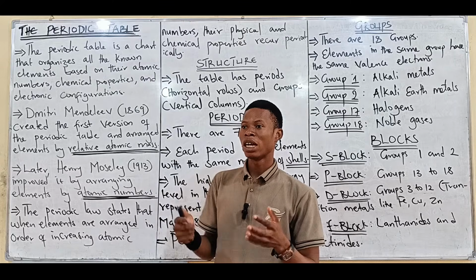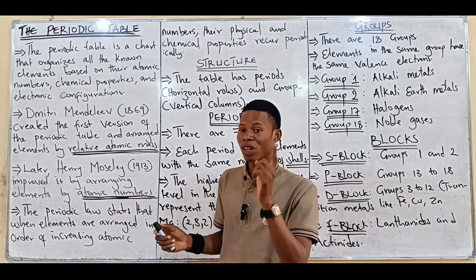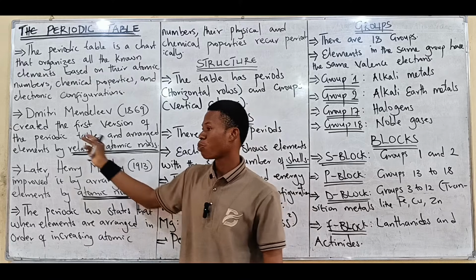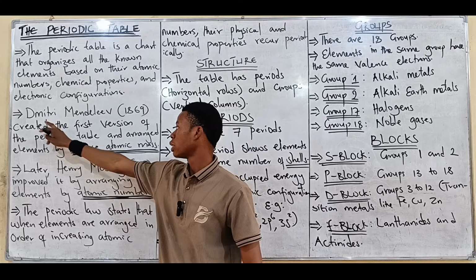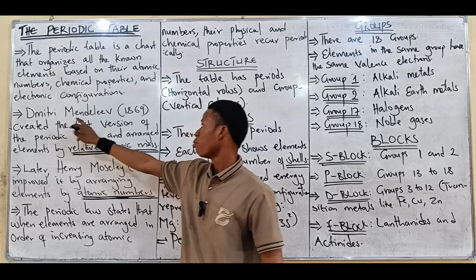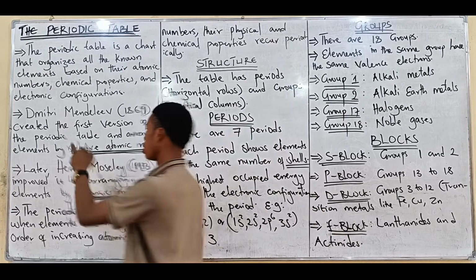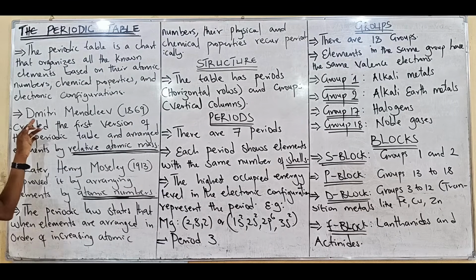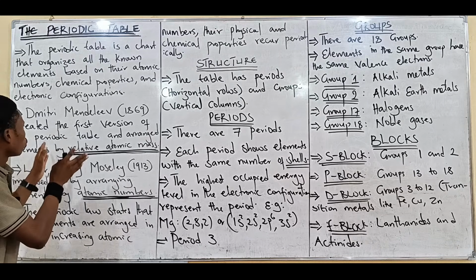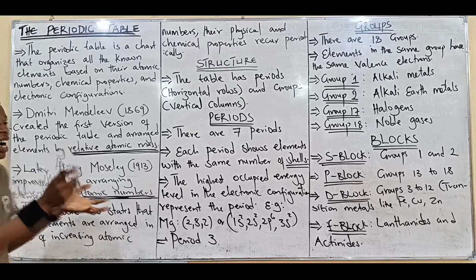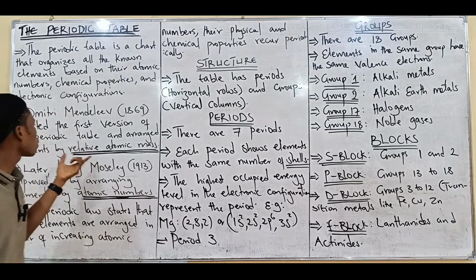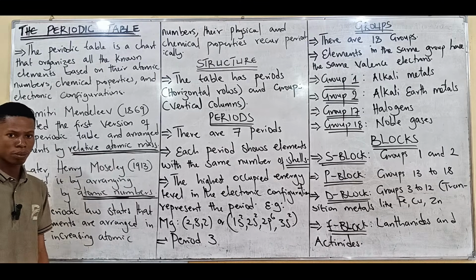Now, the early periodic table, the first version of the periodic table, was produced by Mendeleev. So it's called the Mendeleev periodic table. Now check the spelling very well. In 1869, Dmitry Mendeleev created the first version of the periodic table. And you should take note that in his version, he arranged the elements based on their relative atomic mass.